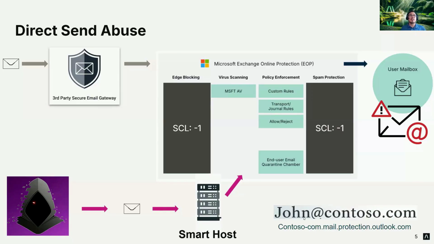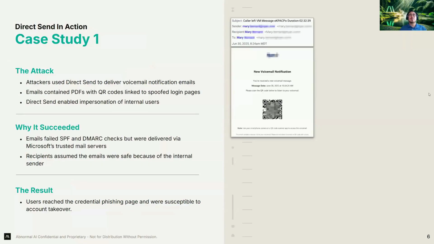Malicious campaigns like this example here. On the right-hand side, we see an example of a malicious actor abusing DirectSend to send voicemail notification emails to our users' inboxes. Within these emails are PDF attachments, and inside these PDF attachments are QR codes. Now, the problem with QR codes is that they are often just trusted by our users.